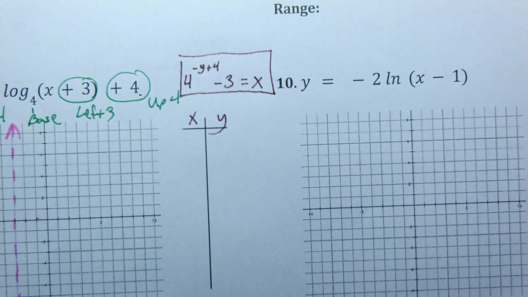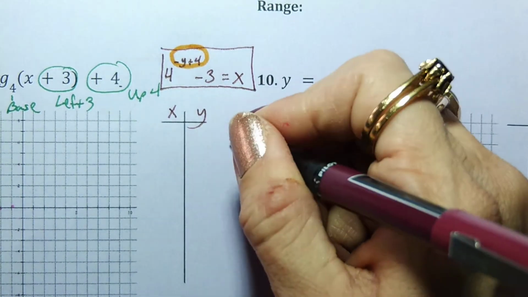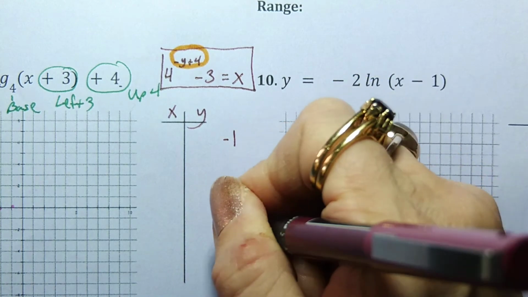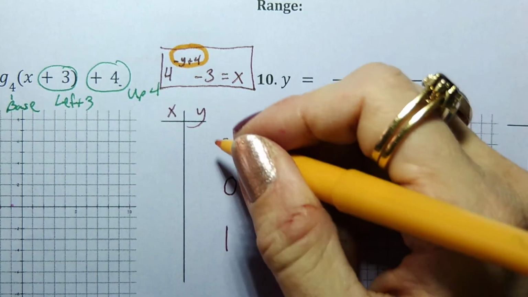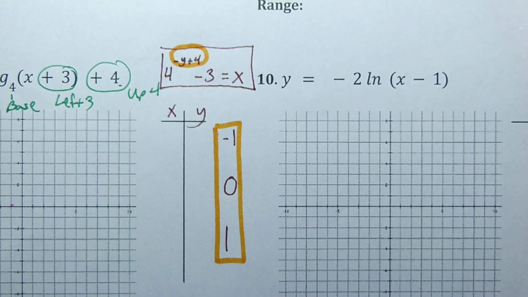So now we want to make our power values be equal to negative 1, 0, and 1. See what you can do from here.